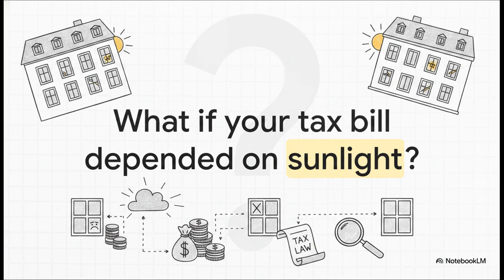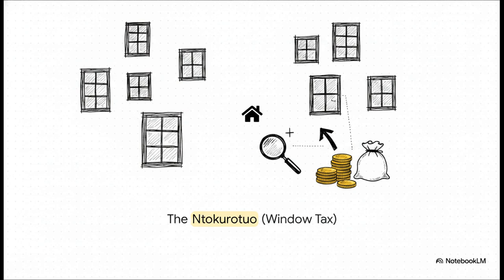So let's just dive right in with a super quirky historical reality. How would you feel if your property tax bill depended entirely on how much sunlight you let into your house? Imagine being taxed just for having windows, basically paying a premium for fresh air. It sounds like something straight out of a bizarre fiction novel, right? Well, it absolutely wasn't. Back in the colonial era, this was very real.